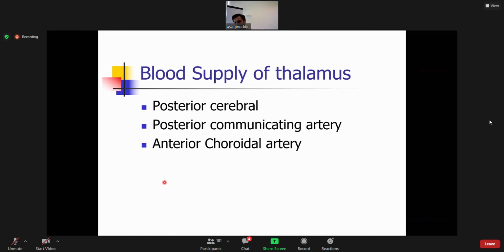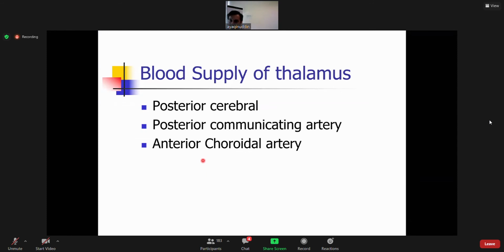The blood supply to the thalamus mainly is by the posterior cerebral and posterior communicating artery, but some part of the thalamus is also supplied by the anterior choroidal artery. So the major supply is by the posterior cerebral and the posterior communicating artery, but then you have some contribution from the anterior choroidal artery, which is also supplying the thalamus.